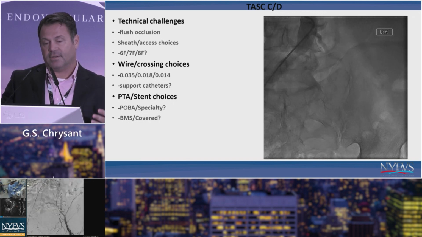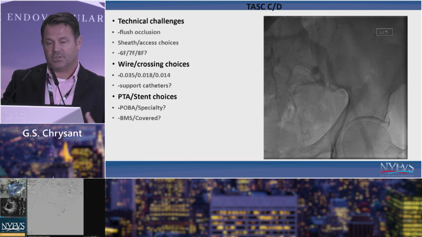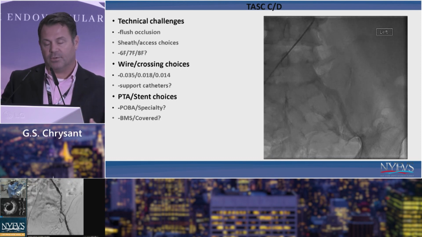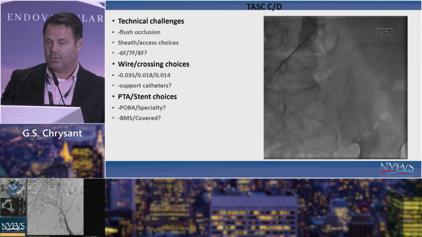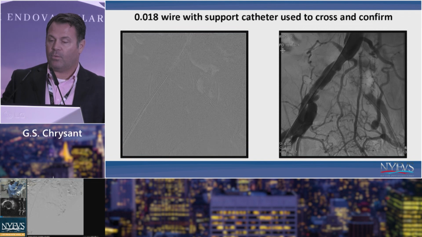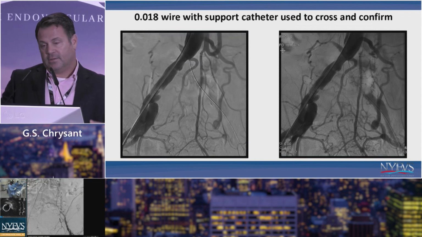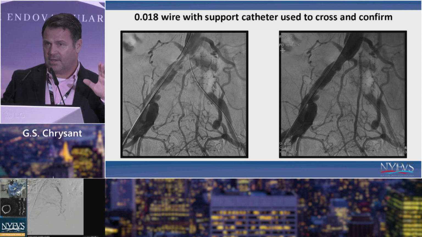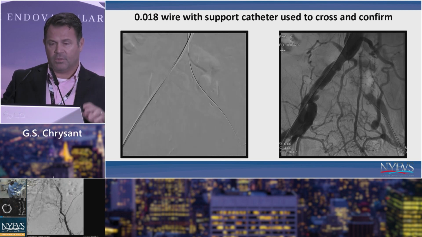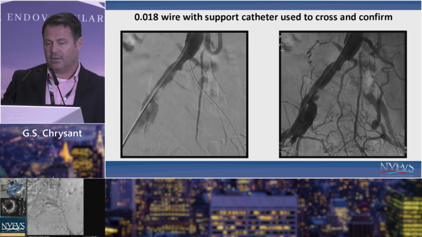So again, you have to decide what you're going to go with in terms of sheath size, wires, balloons, support catheters, and so forth. So how I went about this is crossed with an 018 wire and support catheter, took a picture like George did in his case in the aorta to ensure that I was where I needed to be, because you can be fooled.